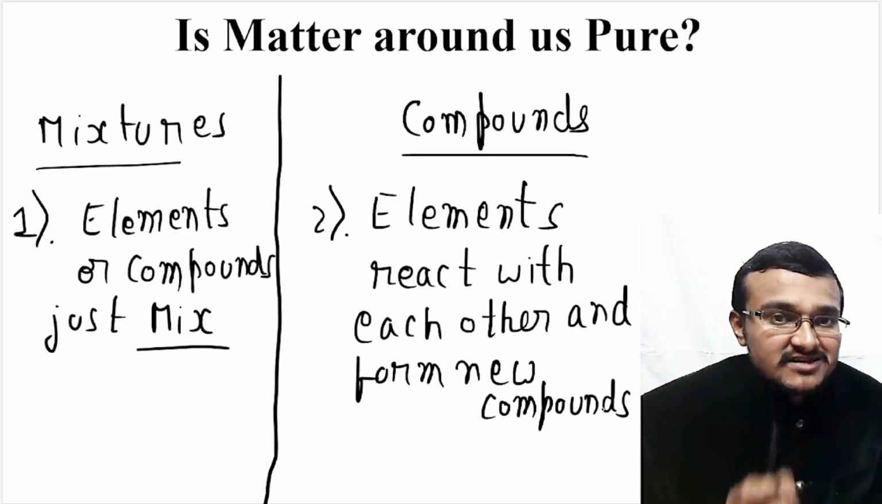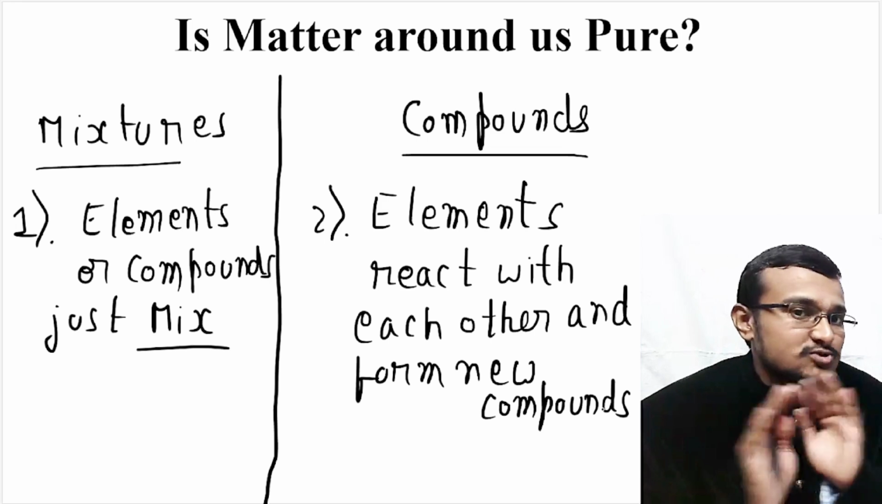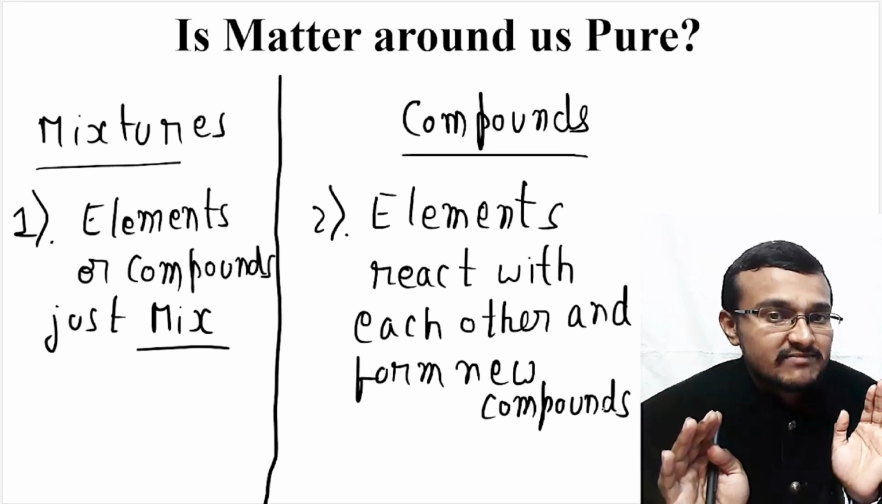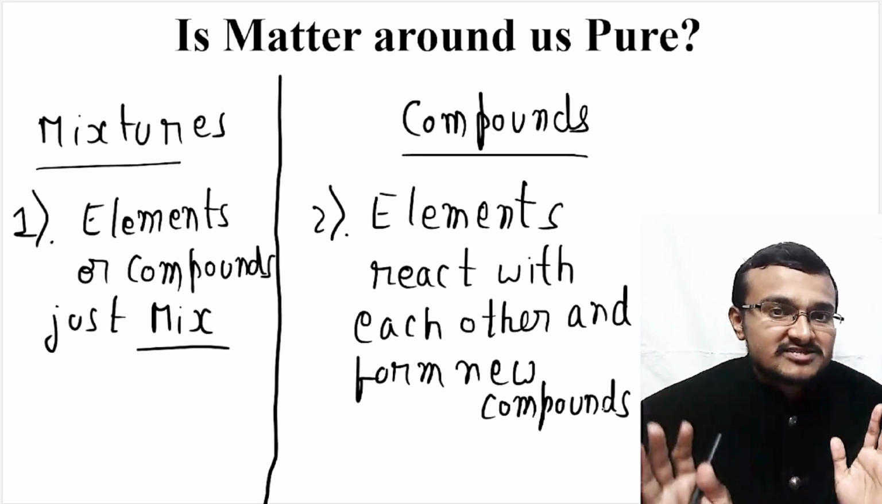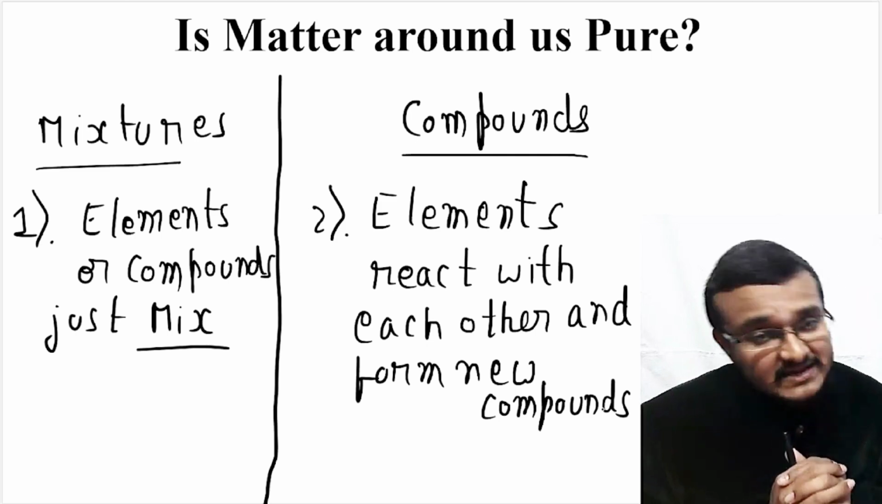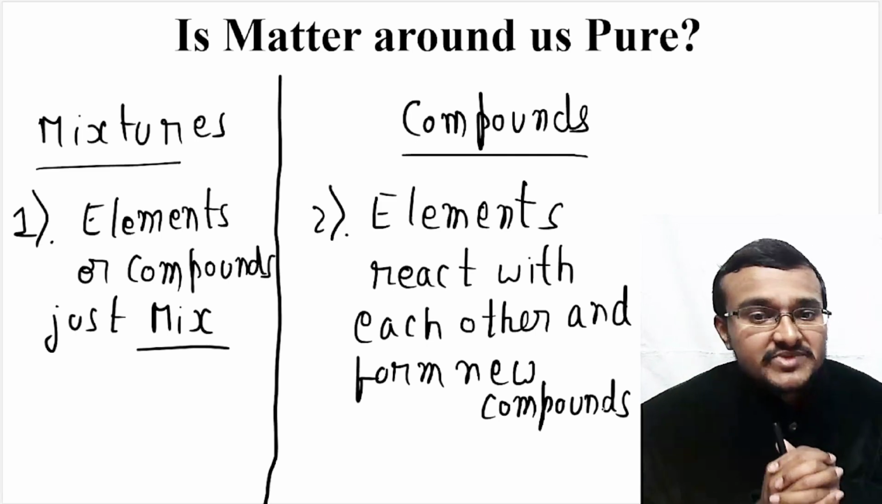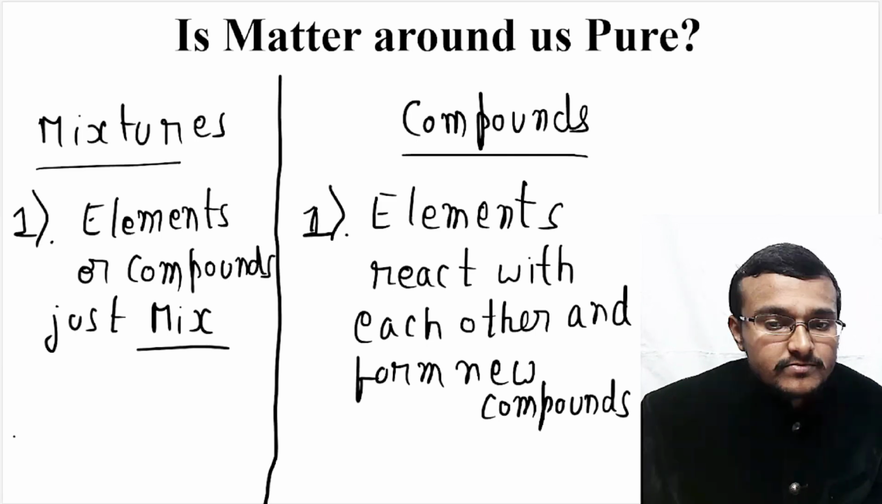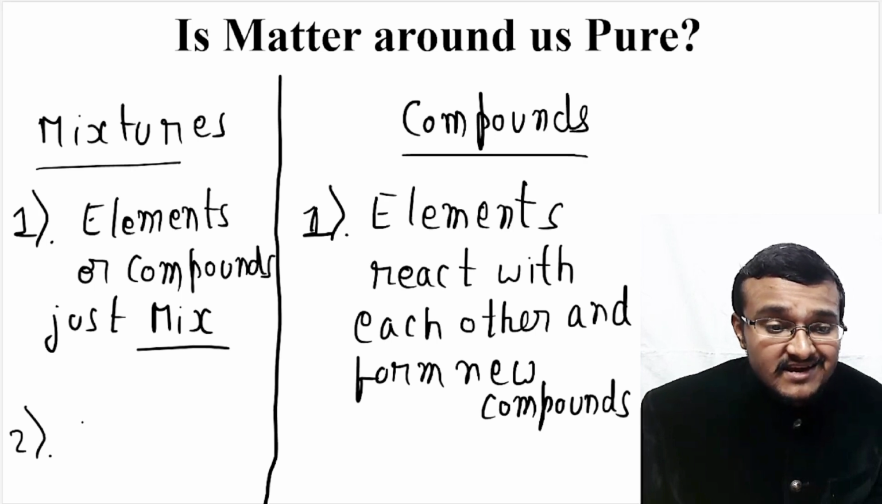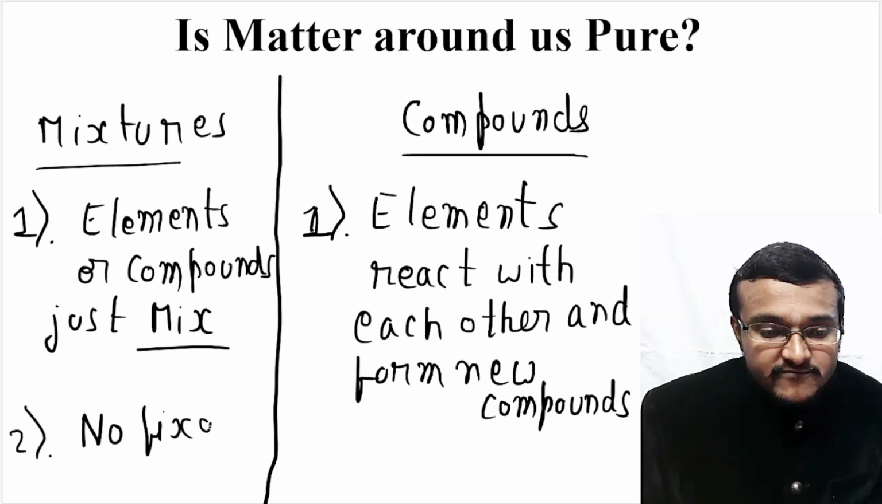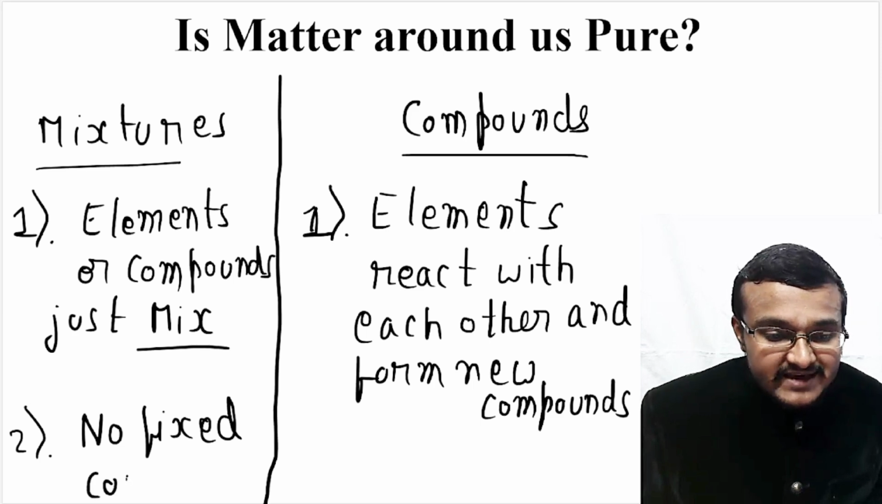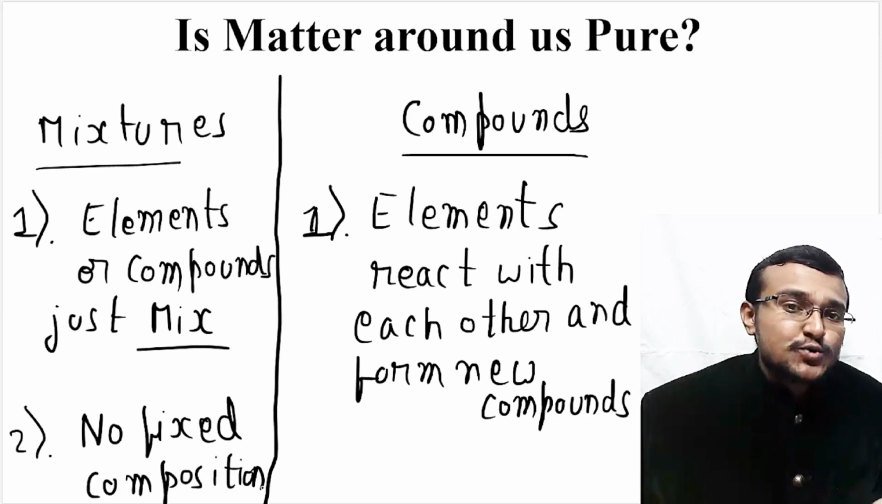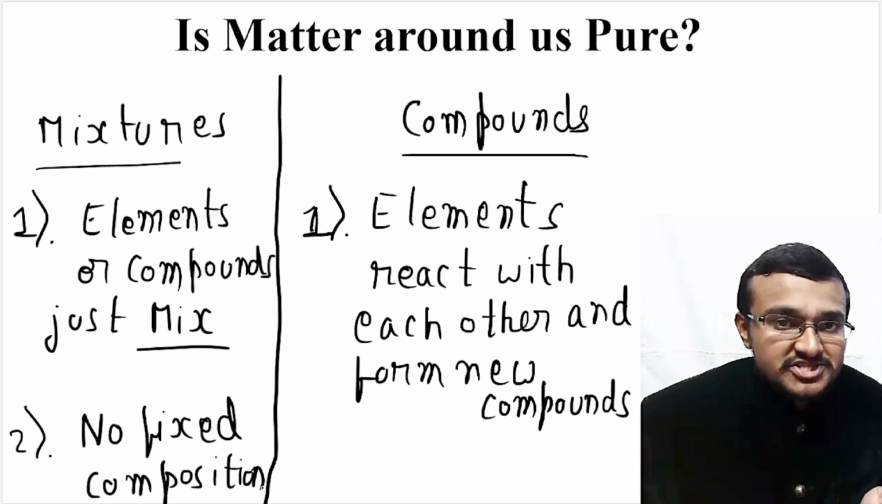Here in a mixture, elements are just mixed. There is no chemical interaction between these elements, hence they are known as mixtures. But when there is a chemical reaction between those elements, they will form a compound. So coming to the second difference, there is no fixed composition. That means you can mix any two elements in whatever composition you want.